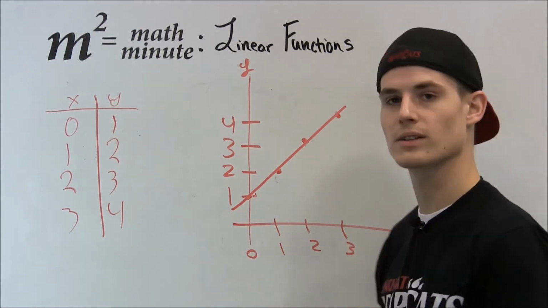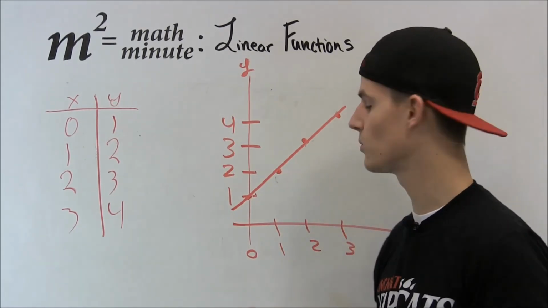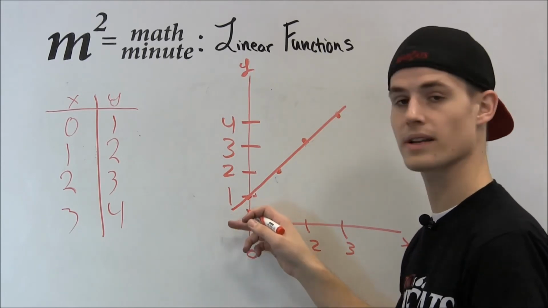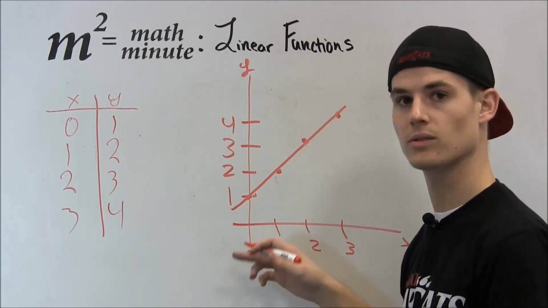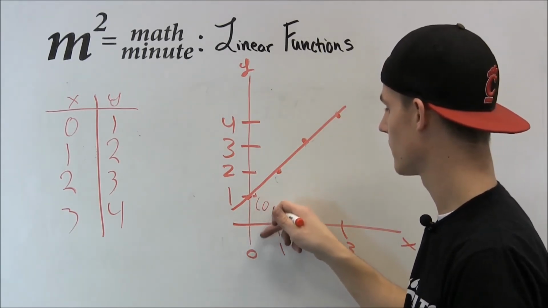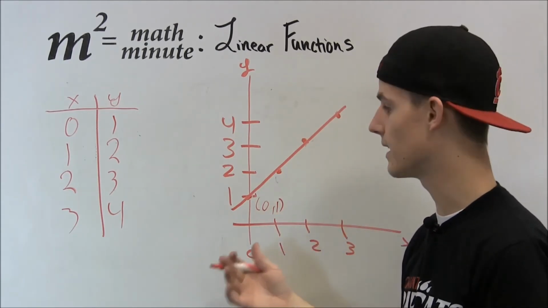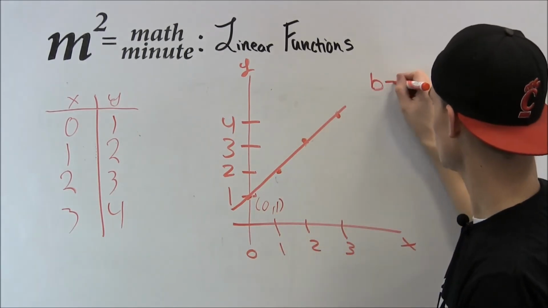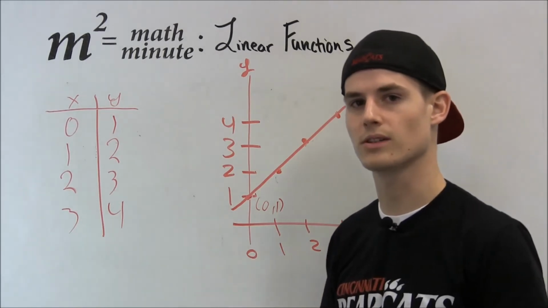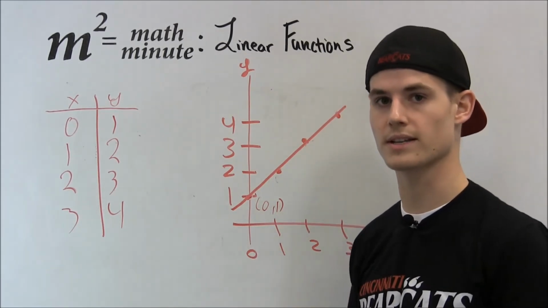So what we talked about before is, where does it cross the y-axis? What's the initial value? Well, we can see pretty obviously that when x equals 0, y equals 1. So b in this case is 1.